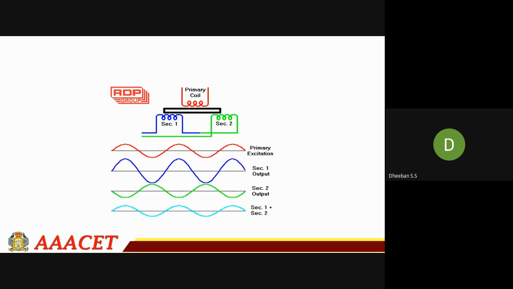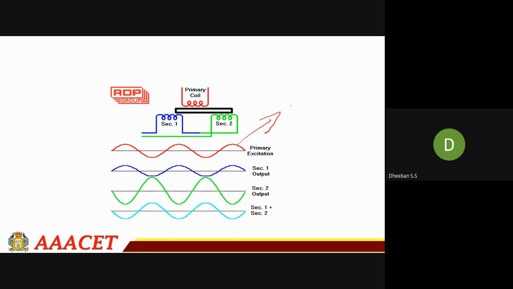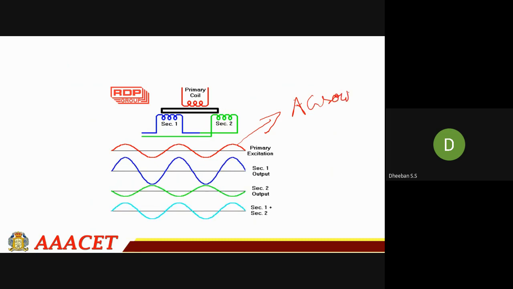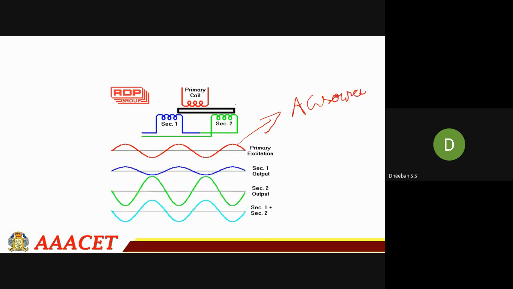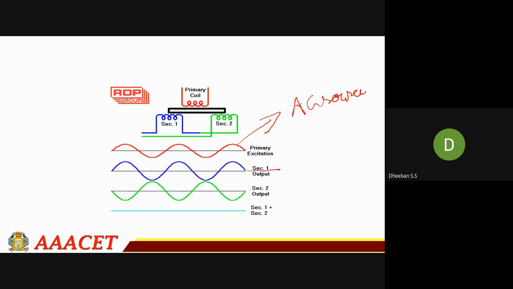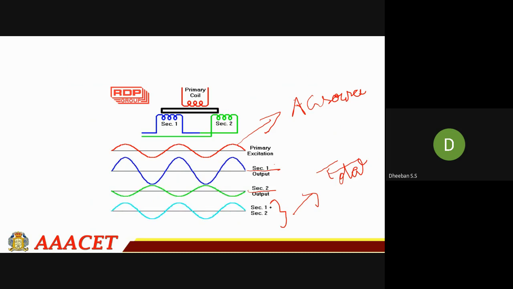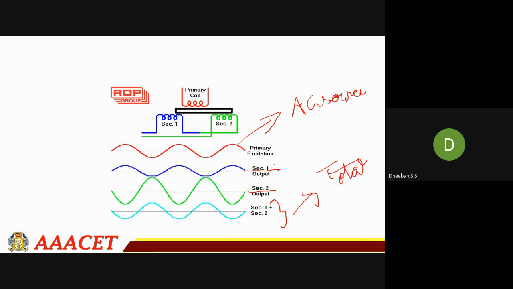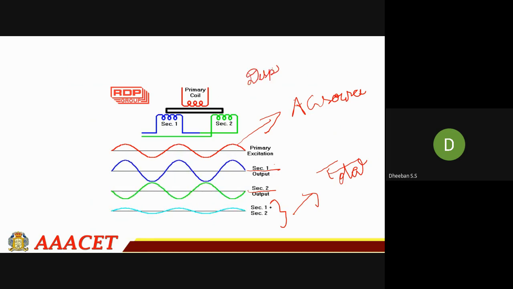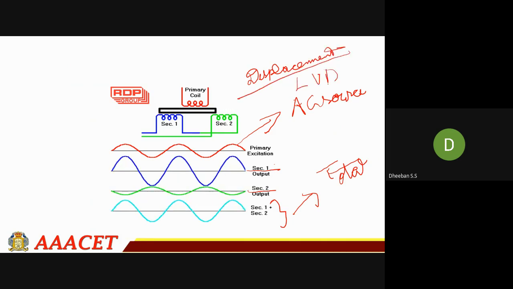Here you can see the principle. This is the primary excitation we are giving, an AC source. As the core moves out of position, the secondary one coil output and secondary two coil output vary, and at the center point, the total value will be 0. So this is a perfect example of a displacement detecting transducer. This is the LVDT working.